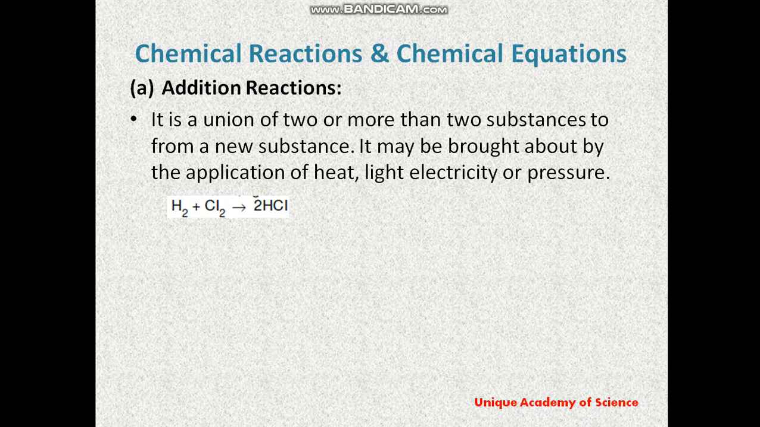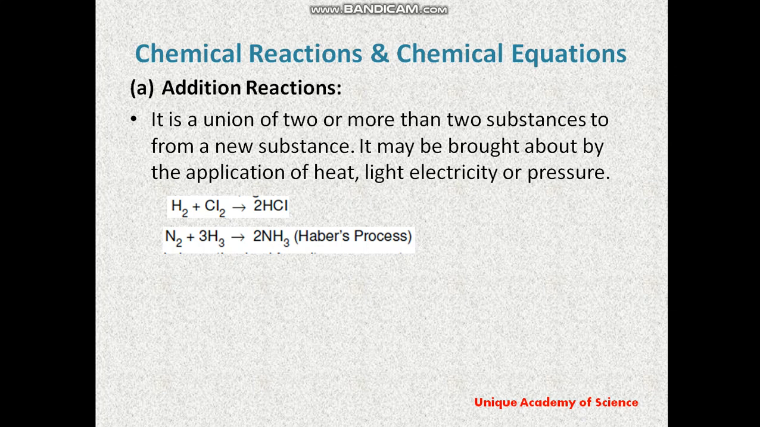So here you can see that H2 and Cl2, meaning hydrogen gas and chlorine gas, are the substances and make only a single product. Okay, another example: nitrogen and hydrogen mix and make ammonia in the Haber process. By the use of the Haber process we can make ammonia gas.